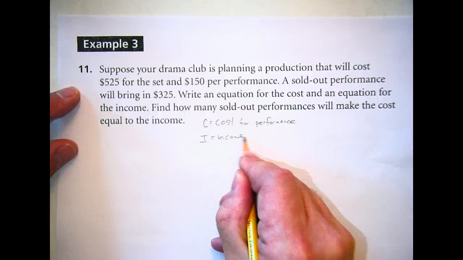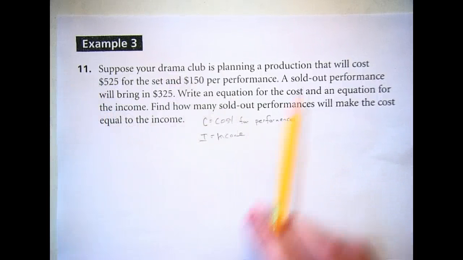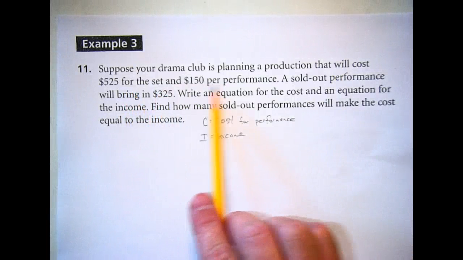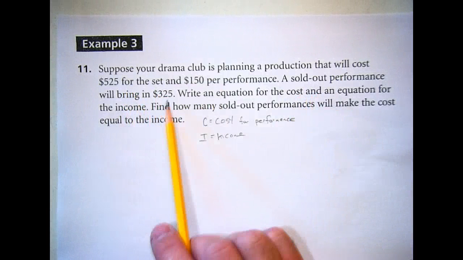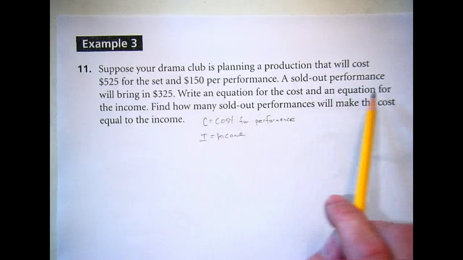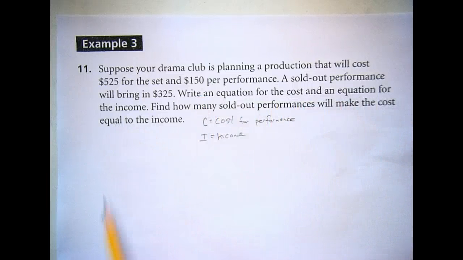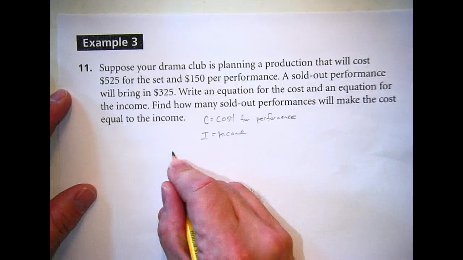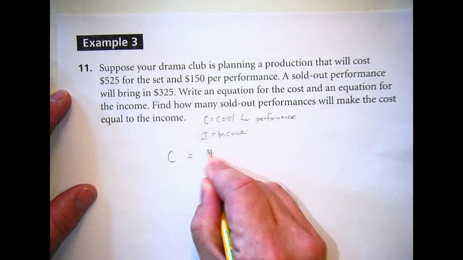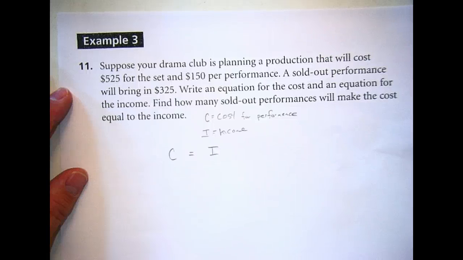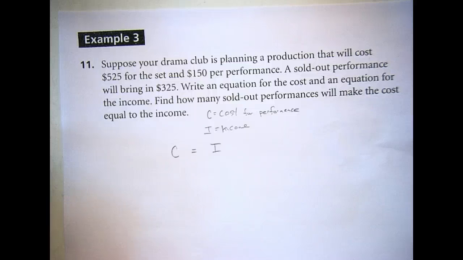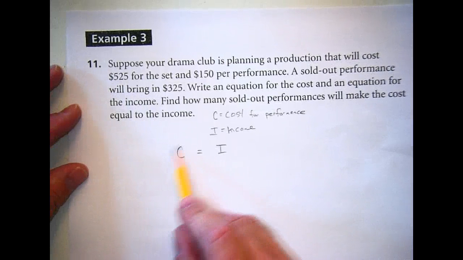All right, income. So suppose Drama Club is planning a production. Their cost is $525 for the set, $150 for each performance. Each sold out performance brings in $325. Write an equation for the cost and an equation for the income. Find out how many sold out performances will make the cost equal to the income. So we want cost equal to income. That's our goal here.